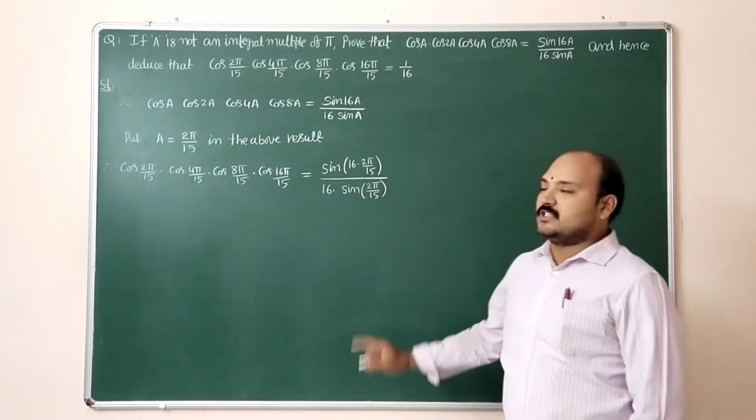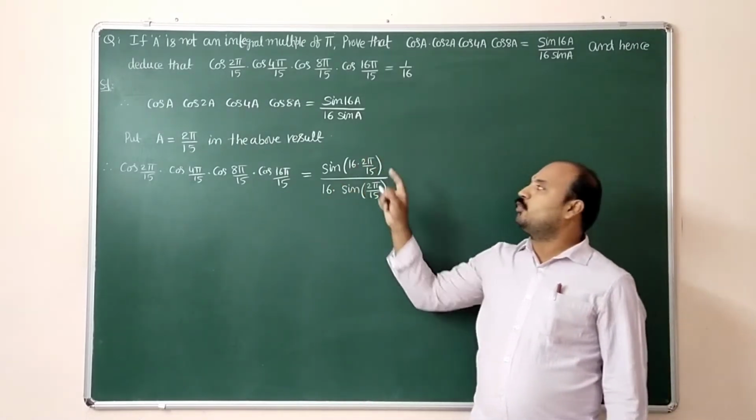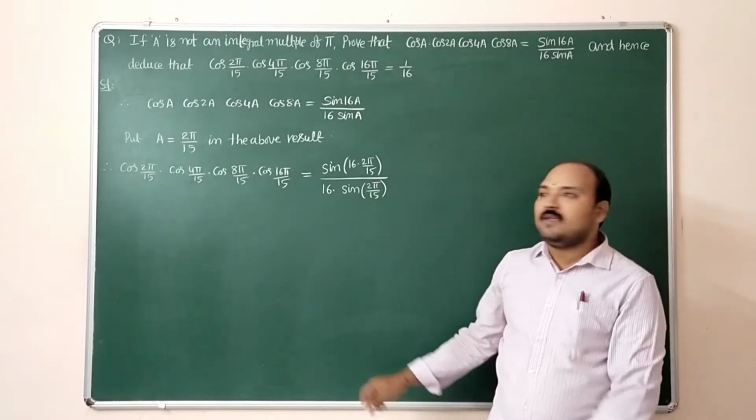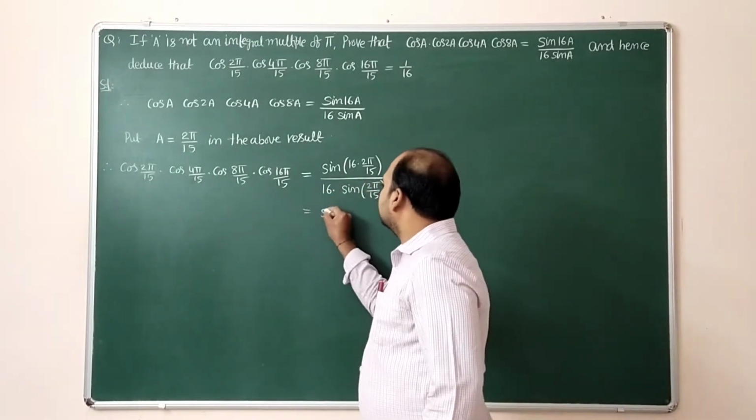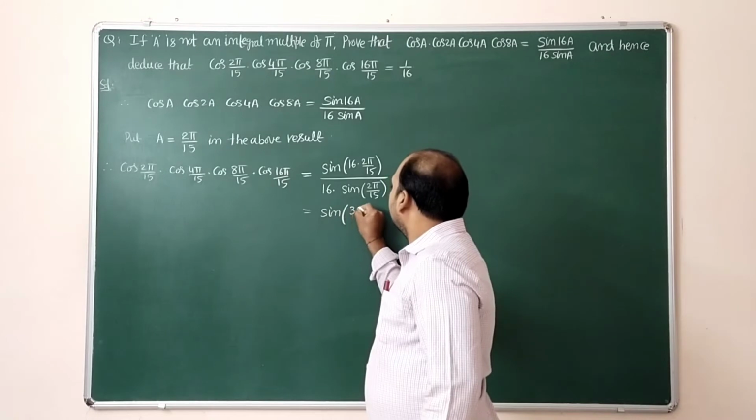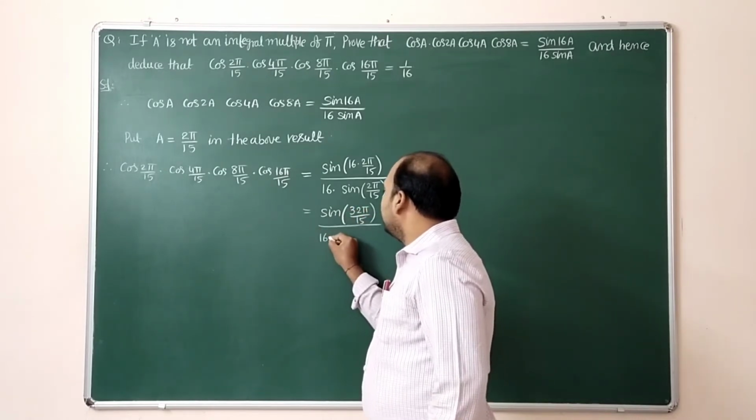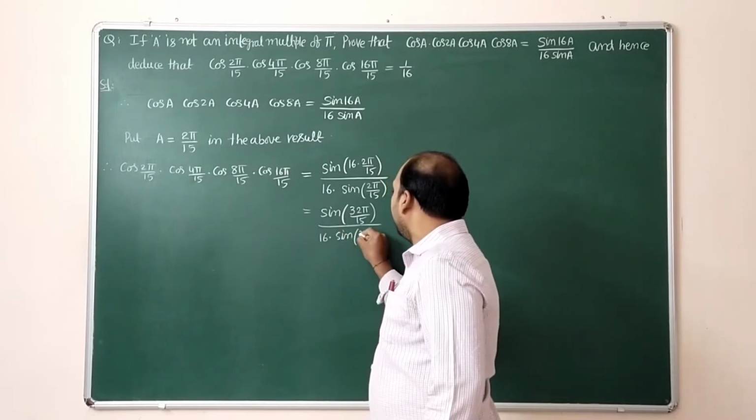Observe carefully this step only. 16 times of 2 pi by 15 means 32 pi by 15. Which is equal to sin 32 pi by 15 divided by 16 times of sin 2 pi by 15.